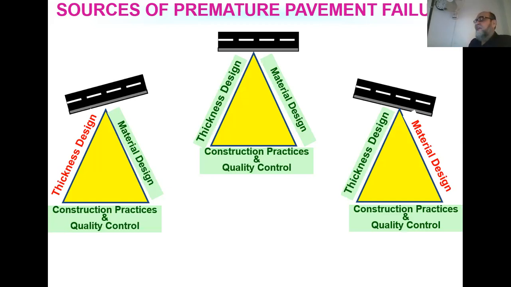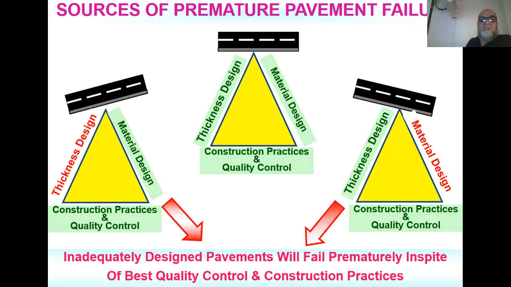You have adequately designed the pavement, the practice and quality control are very good, but there was an error in your material selection, and the pavement fails. Or if you have both thickness and material under your control, but you cannot apply good quality control, then again the pavement fails. So there are many ways a pavement can fail. Any pavement is going to fail anyhow, but if it fails before its expected life, we call this a premature failure.